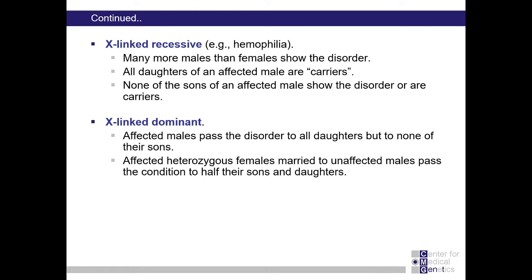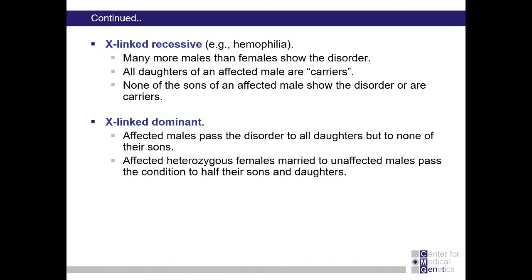X-linked dominant. Affected males pass the disorder to all daughters but none to their sons, because fathers have X and Y. If they pass the X down, it is only for daughters. For sons, he will only pass down the Y chromosome. So the Y chromosome doesn't carry the gene, meaning that the sons will be okay.